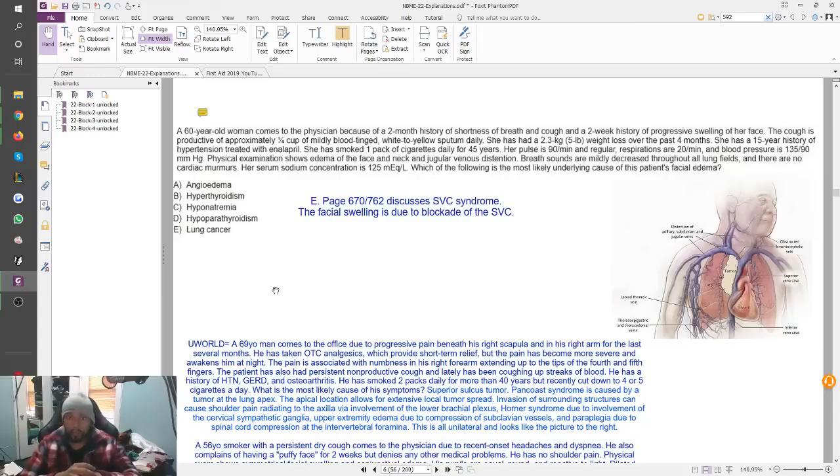There's no cardiac murmurs. Serum sodium concentration is 125, which of the following is the most likely underlying cause of this patient's facial edema. So again, serum sodium concentration, which means dilution, right? Sodium concentration, not serum sodium. She has 125 sodium every liter, right? So that's concentration being diluted. So now, what's the cause of her facial edema?